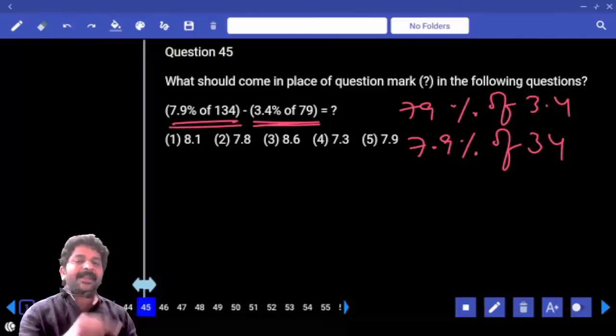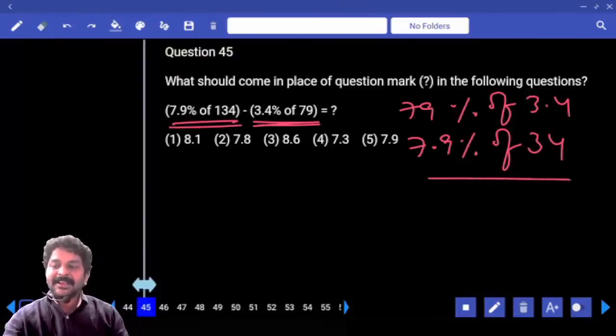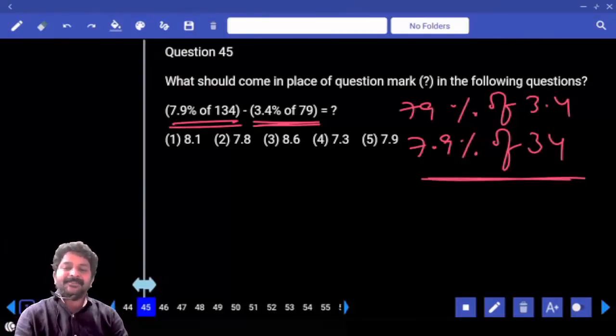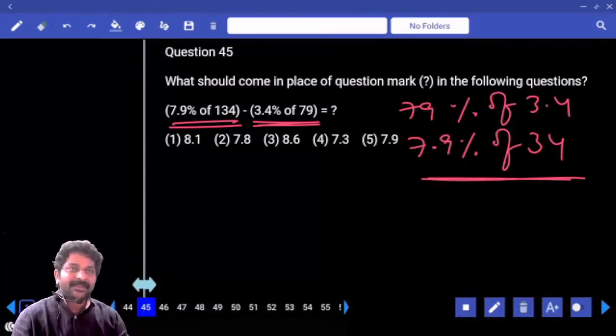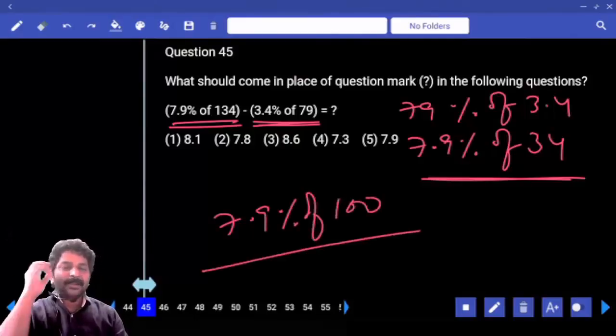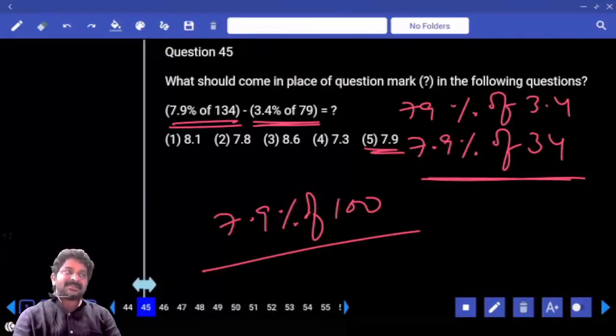First number 7.9% of 134. Second number 7.9% of 34. And between those two, what do we have? Addition or subtraction? 134 minus 34, that is 100 only. So that is 7.9% of 100 only. With respect to 100, percentage and number both are same. Answer 7.9, that's all. If you try to calculate those values, it takes a lot of time.